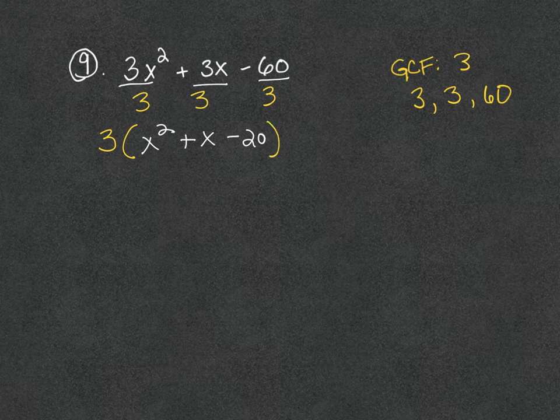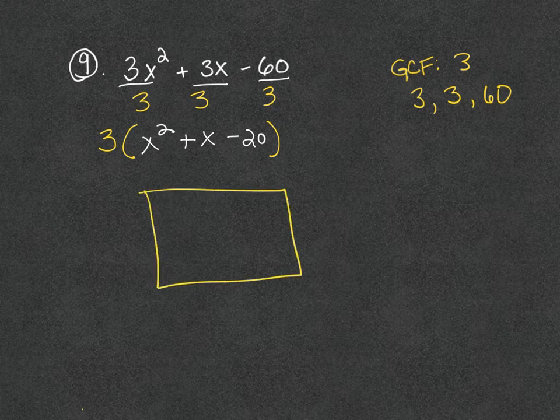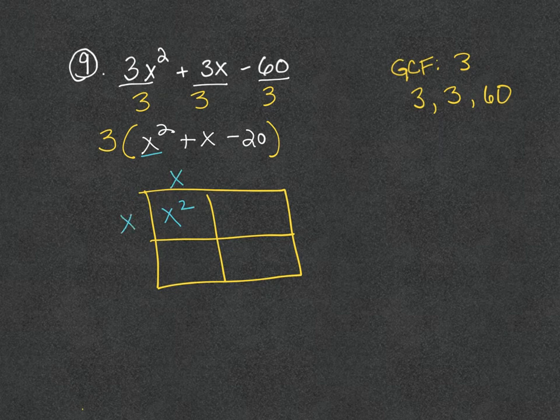Okay, so now I'm looking just at that quadratic trinomial. And I'm going to start with the x squared here, which is x times x. And then I'm going to look at the negative 20. A negative 20 tells me when I select my factors, I'm going to need one positive and one negative. Factors of 20: 1 and 20, 2 and 10, 4 and 5.